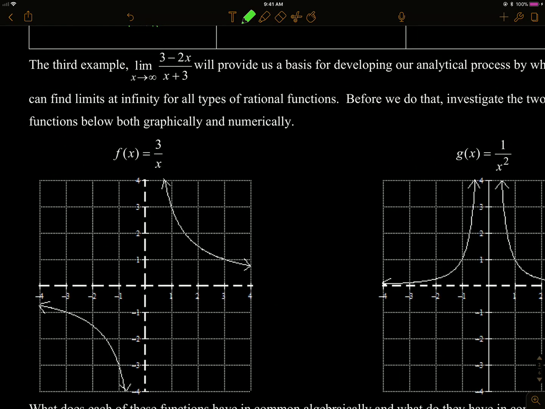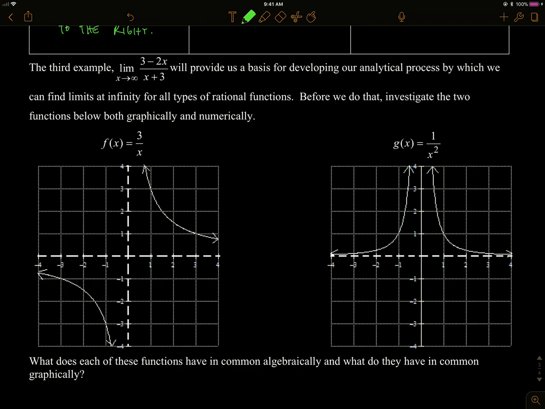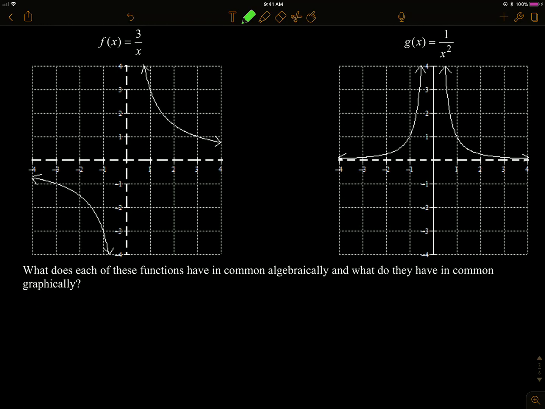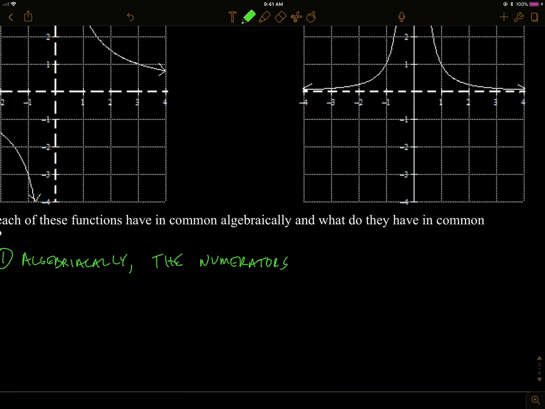Okay, so let's look at another thing here that we got to kind of recognize about these rational functions. We're going to look at these 2 functions and just kind of see what they have in common, both in their equations and in their graphs. So the first thing algebraically, I always have trouble spelling that word. So I'm going to say algebraically the numerators are what? Looks like they're just both a constant.